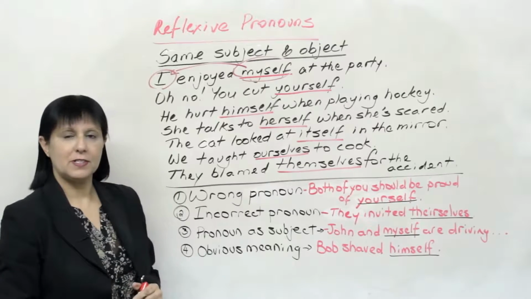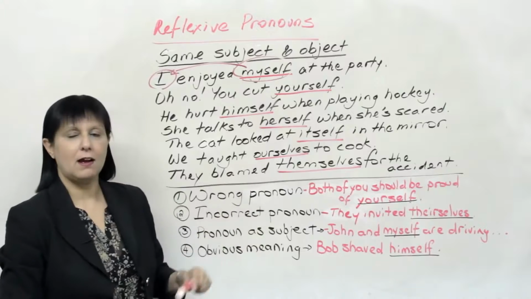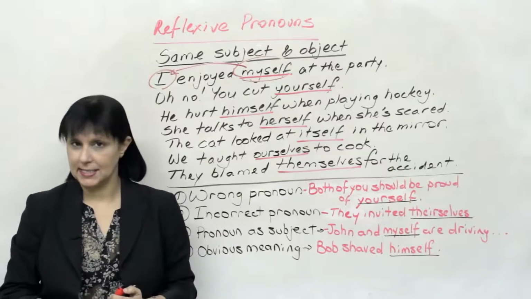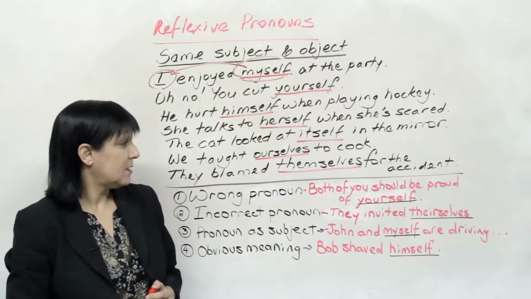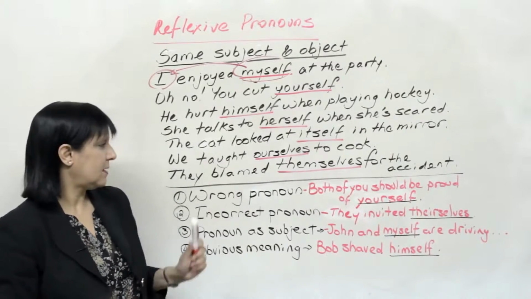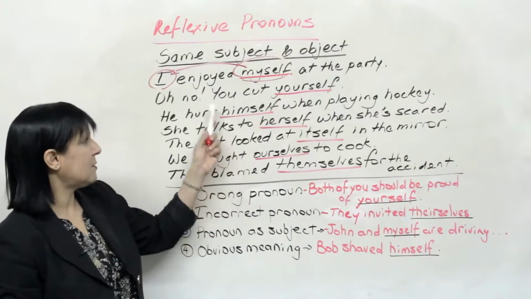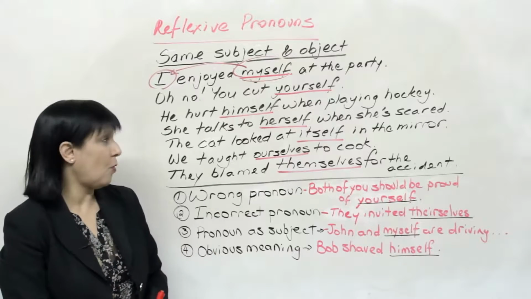We taught ourselves to cook. Alright? Again, we and ourselves, the subject and the object are the same. And here they blamed themselves for the accident. They blamed themselves. Okay? These are also some common verbs where we use the reflexive form.